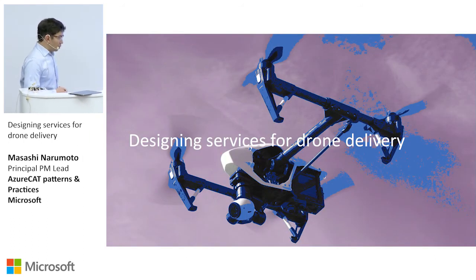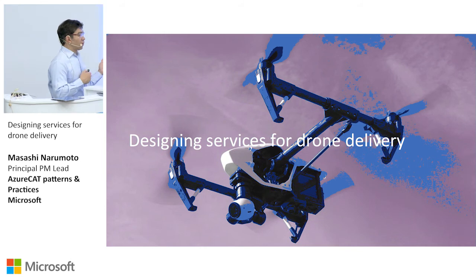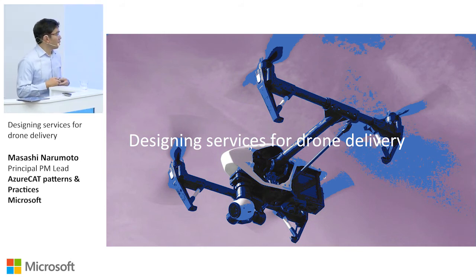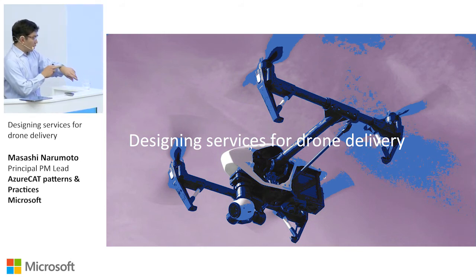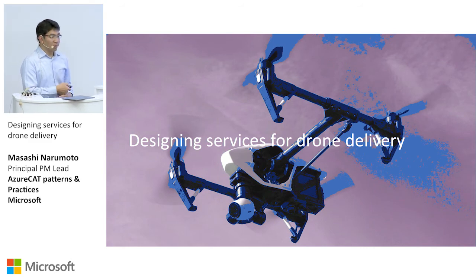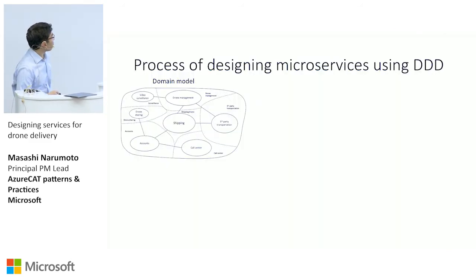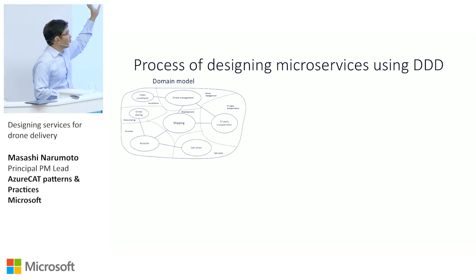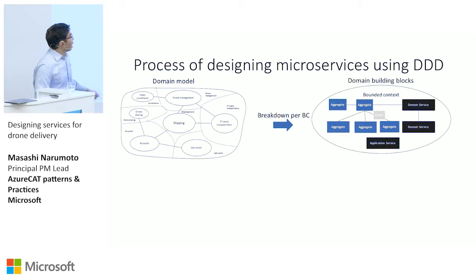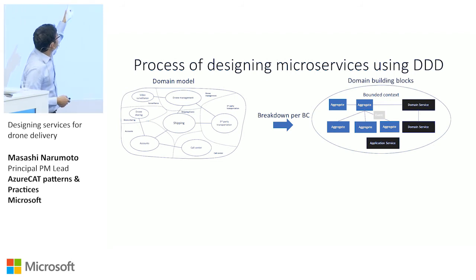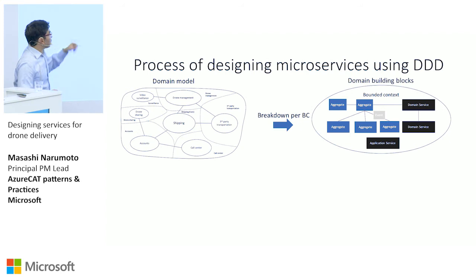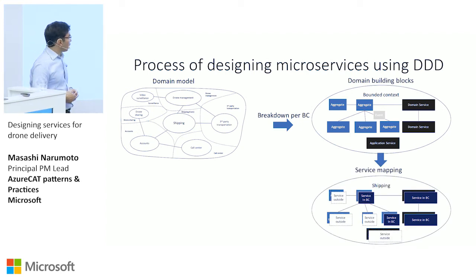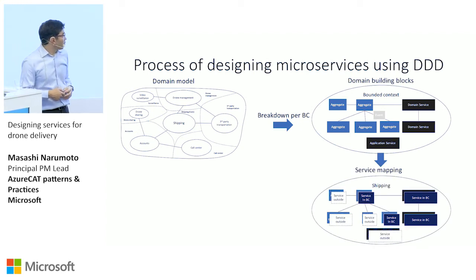All right, so that's a general step of modeling services. And I'll show you examples from the drone delivery process. We started with the domain model, the one I already showed you. And then we started breaking down each of the bounded contexts. This is a breakdown of the shipping bounded context. And we did a service mapping.